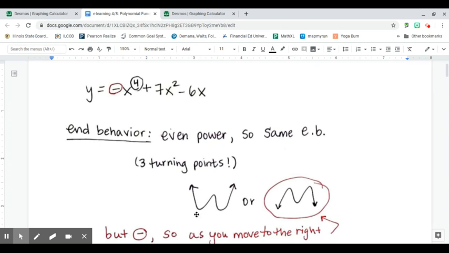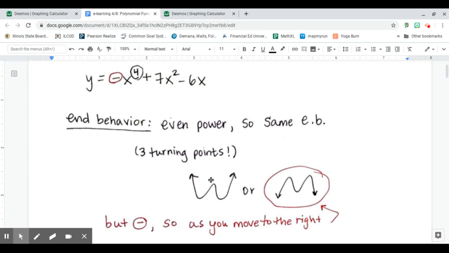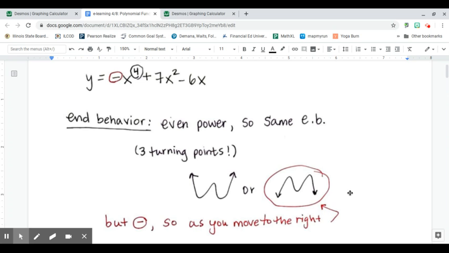So I know just by looking at the function that I'm either going to have this W shape or an M shape because I have the same end behavior and 3 turns. Because my leading coefficient was negative, I know that as I move to the right, the function will be headed toward negative infinity. So same end behavior means to the right is negative and to the left is negative, meaning that this is going to be the general shape of that polynomial function.